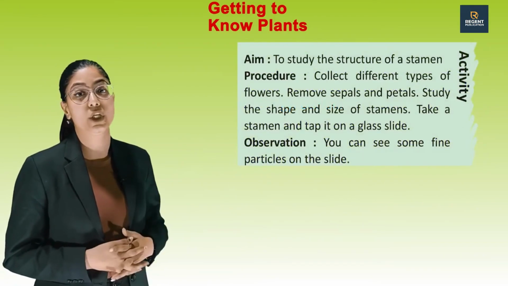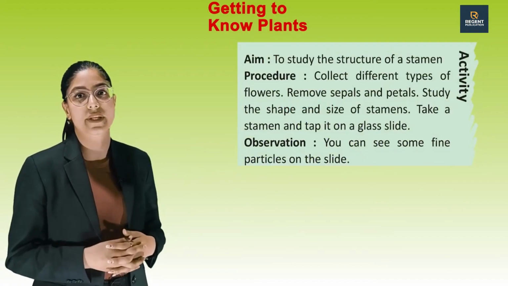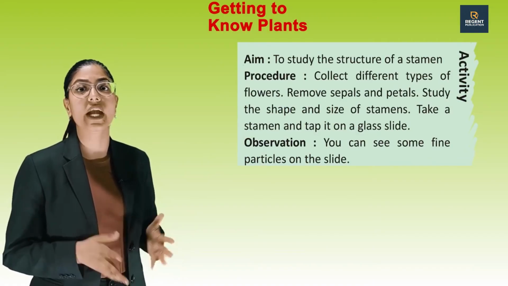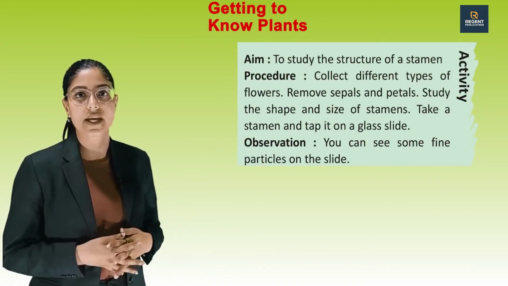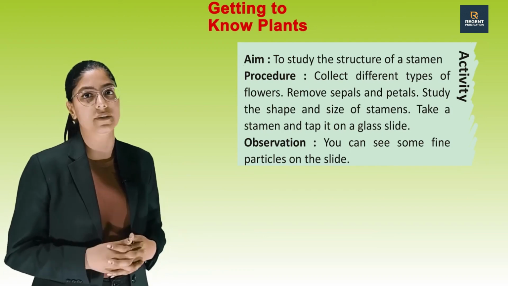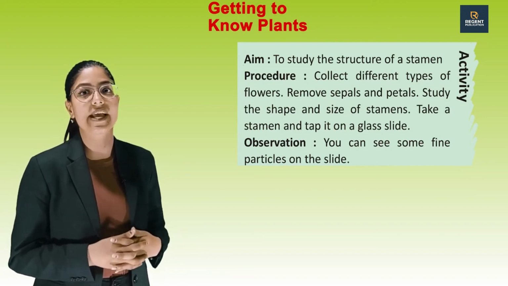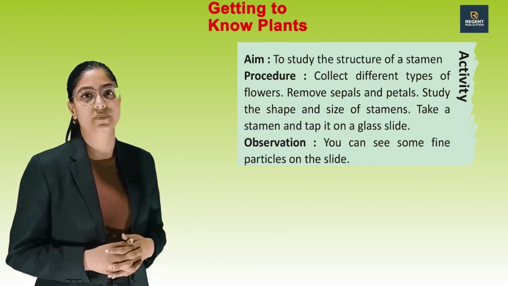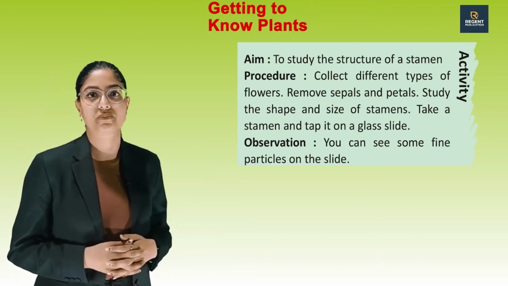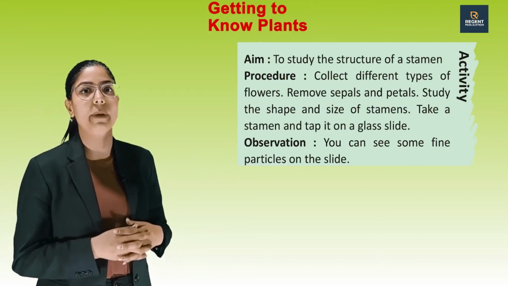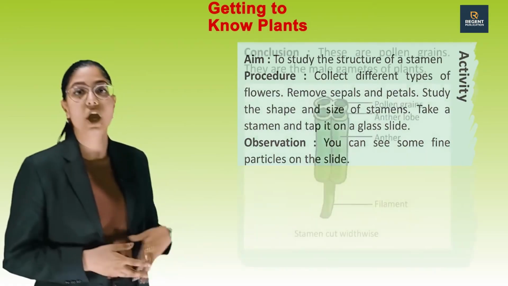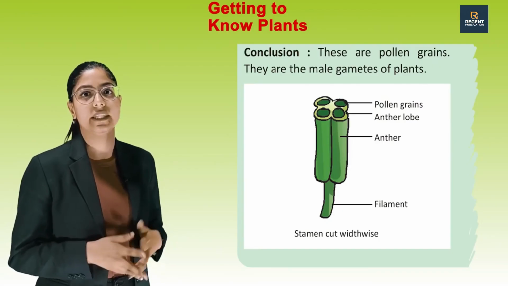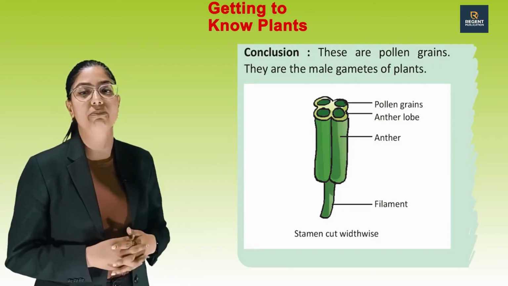Let's see an activity. Aim of the activity: to study the structure of a stamen. Procedure of the activity: collect different types of flowers, remove sepals and petals. Study the shape and size of stamen. Take a stamen and tap it on a glass slide. Observation: you can see some fine particles on the slide. Conclusion of the activity: these are pollen grains. They are the male gametes of plants.